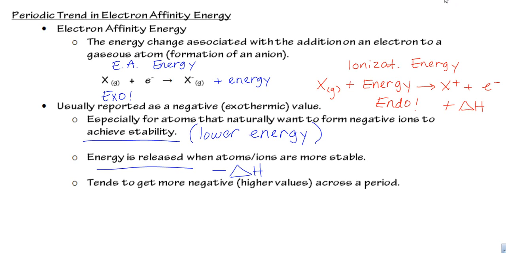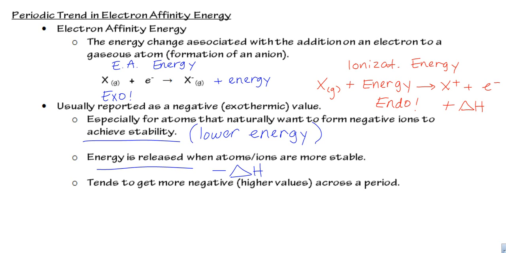So it says that it tends to get more negative going across a period, meaning that we release more energy. As I go across to fluorine in group 17, fluorine would really like to gain an electron. He's got the highest electronegativity on the entire periodic table. Well, he's going to release a lot of electron affinity energy.